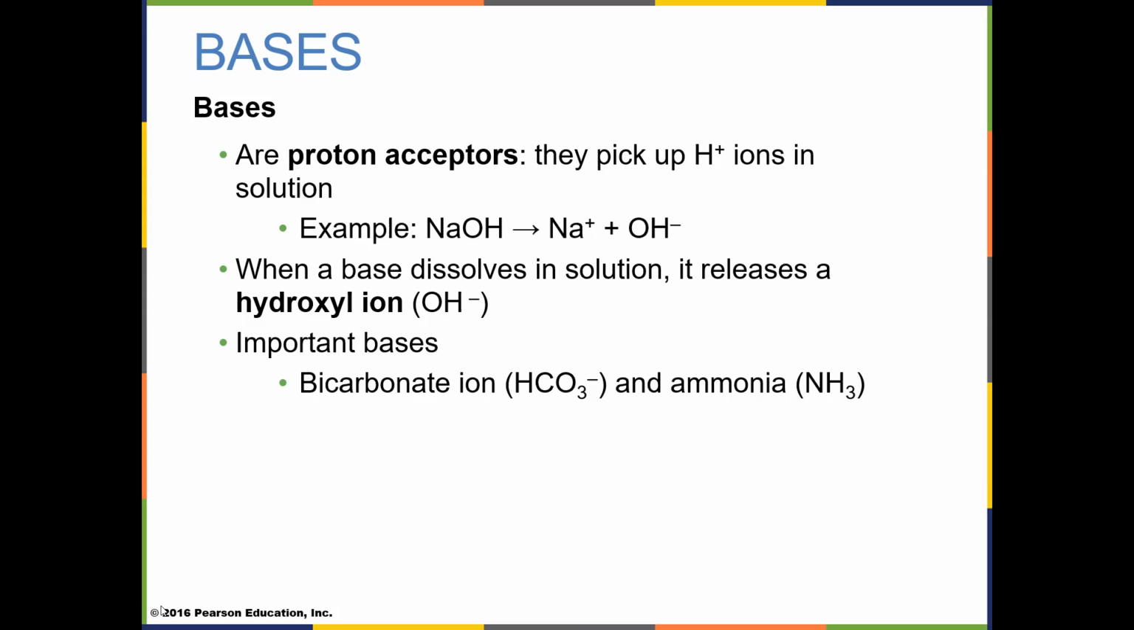In our bodies, there are two important bases we deal with. Just like the two important acids, carbonic acid and hydrochloric acid, the bicarbonate ion from sodium bicarbonate is a base, and ammonia is a base, because ammonia is what we get when we break down proteins, and the bicarbonate ion is what we get when we break down sodium bicarbonate. So in our bodies, the important bases are the bicarbonate ion and ammonia. The important acids are hydrochloric acid and carbonic acid.